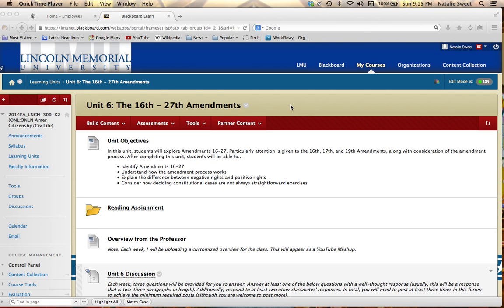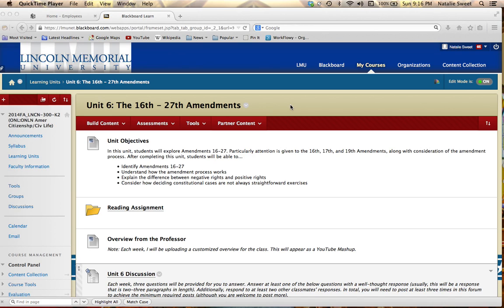This week we'll be covering the 16th through 27th Amendments of the U.S. Constitution. Last week you looked at Amendments 11 through 15. This week we're really rounding out our study of the U.S. Constitution. This is going to prepare us to move on to the second portion of the course because, yes, believe it or not, next week is the midterm, so you're already halfway through the course. I know it's hard to believe.